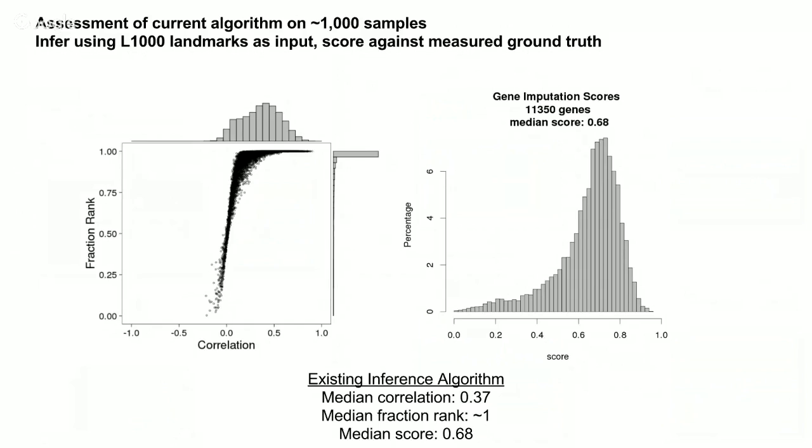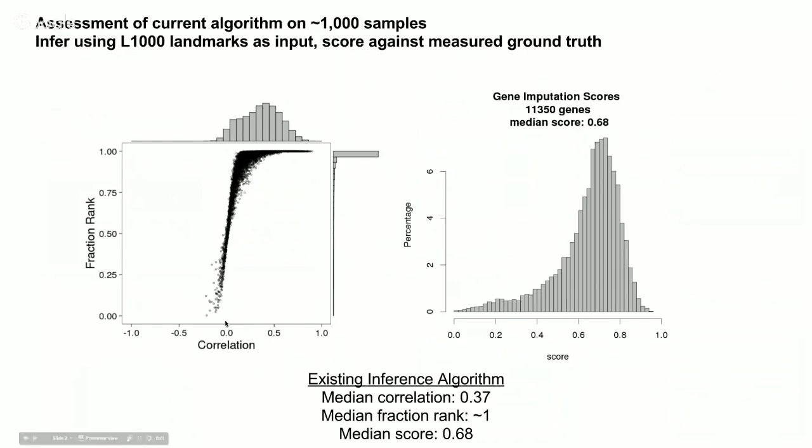So this plot here on the left is showing both of those two measures. The x-axis is the correlation, the absolute correlation between the L1000 inference values and the measured ground truth values for each gene. And you can see that the distribution is sort of wide. It's centered around 0.35 or so, which in an absolute sense is not extremely high. But if you look at the other dimension, which is the rank, you can see that the ranks of the genes are typically pretty good. There's an array of correlations that correspond to a high rank, but the ranks in themselves are actually pretty good.